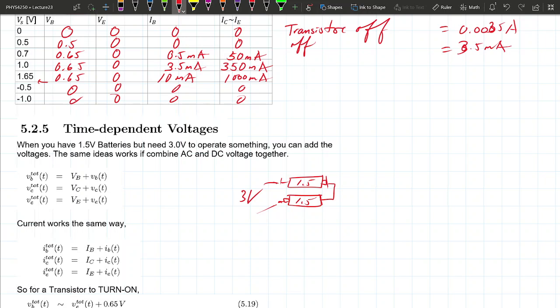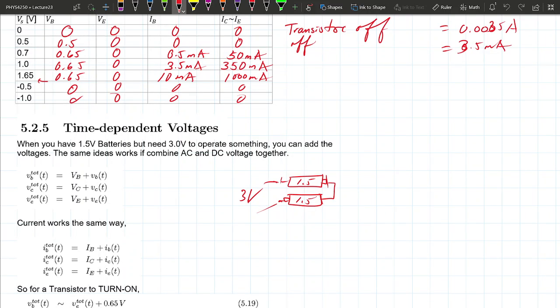The same idea happens when you're mixing AC and DC voltages. Some of you experienced this already when you connected your AC supply into your DC supply in lab 2. Unless you want to do that on purpose, don't do it. Unless you know that's what you want.